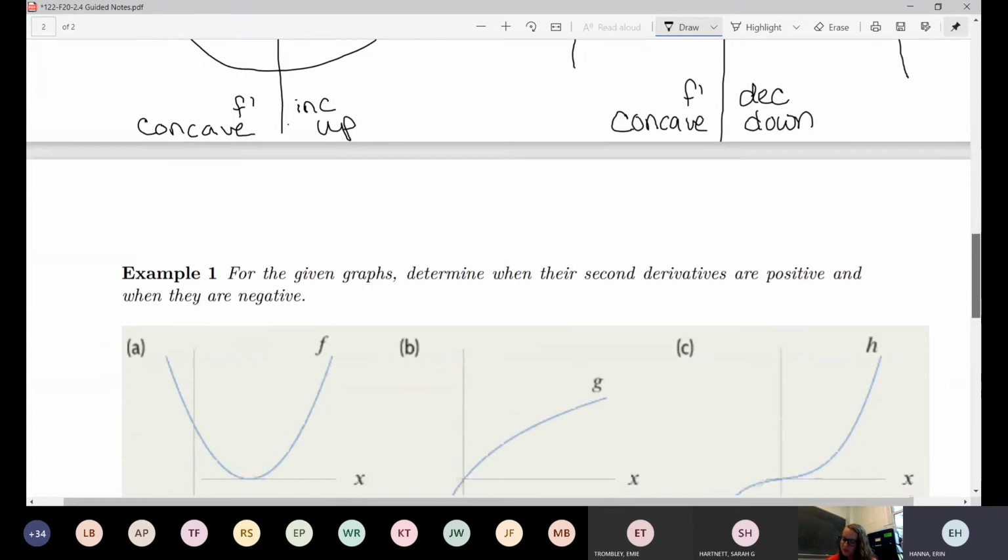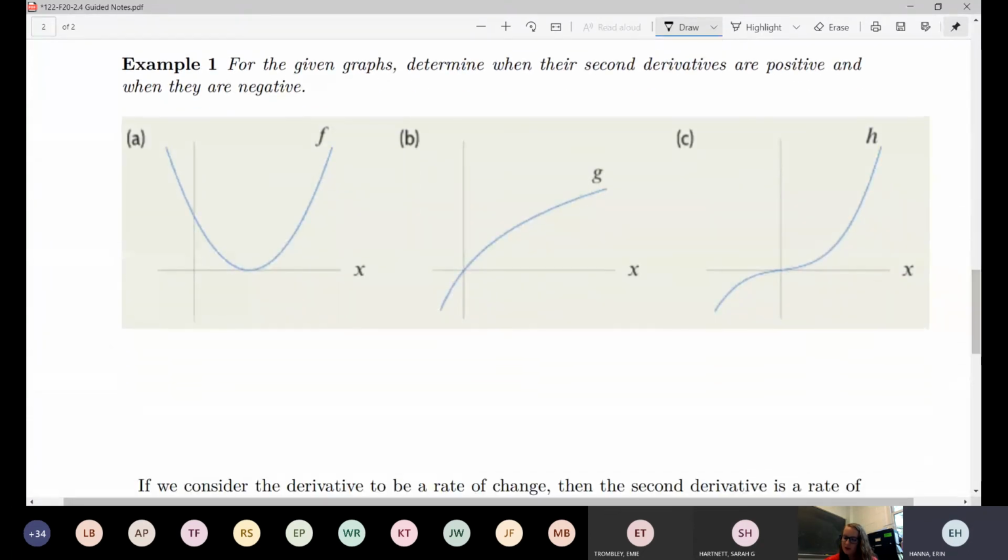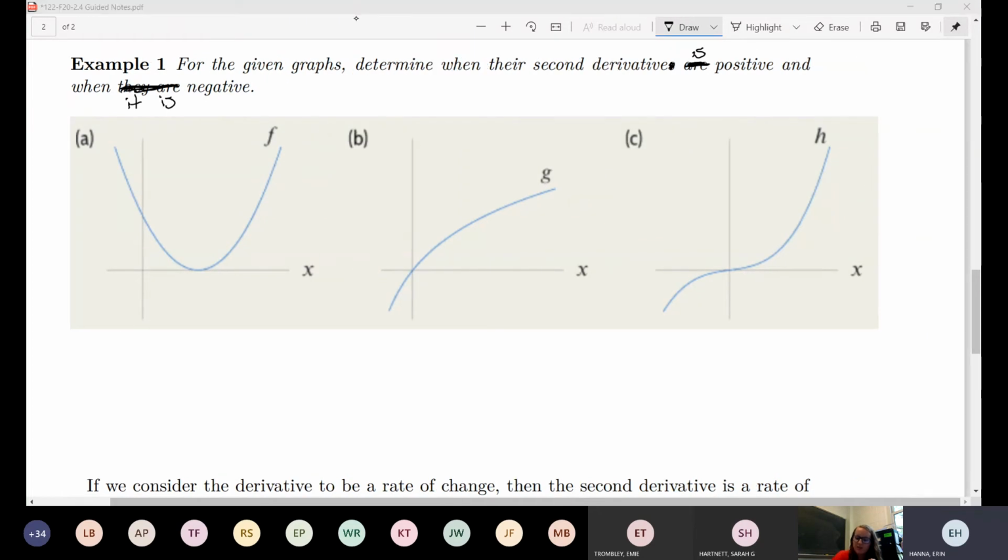Okie dokie. So, example. For the given graphs, determine when their second derivative is positive, and when the second derivative is negative. Essentially, when is the second derivative positive, and when is it negative for these graphs?